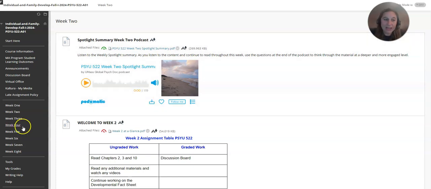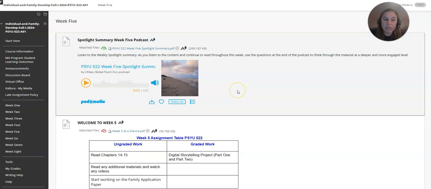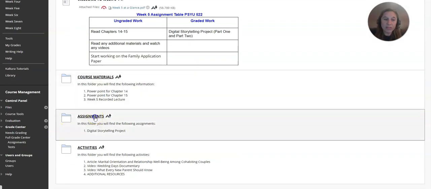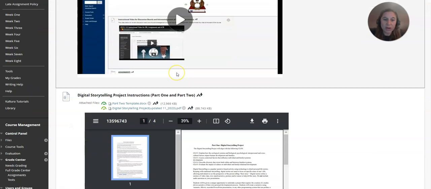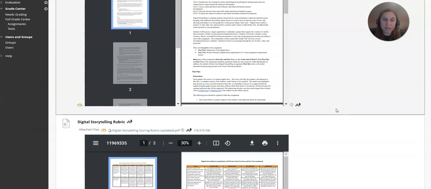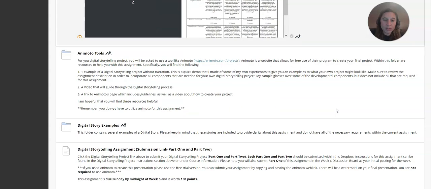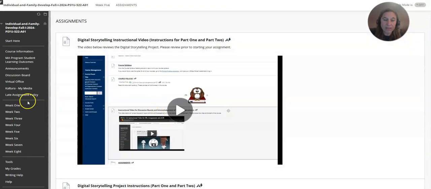Keep looking ahead. I did say I'm going to mention the digital storytelling project. That is due in week 5. It's really important that you get in there, look in the assignments folder, and start to review the instructions. There's an instructional video up here. There's instructions down here for you to review about the assignment as well, and a rubric, as well as a lot of different supports for you to start thinking about and working on that, because it is due in week 5 and does take some time.